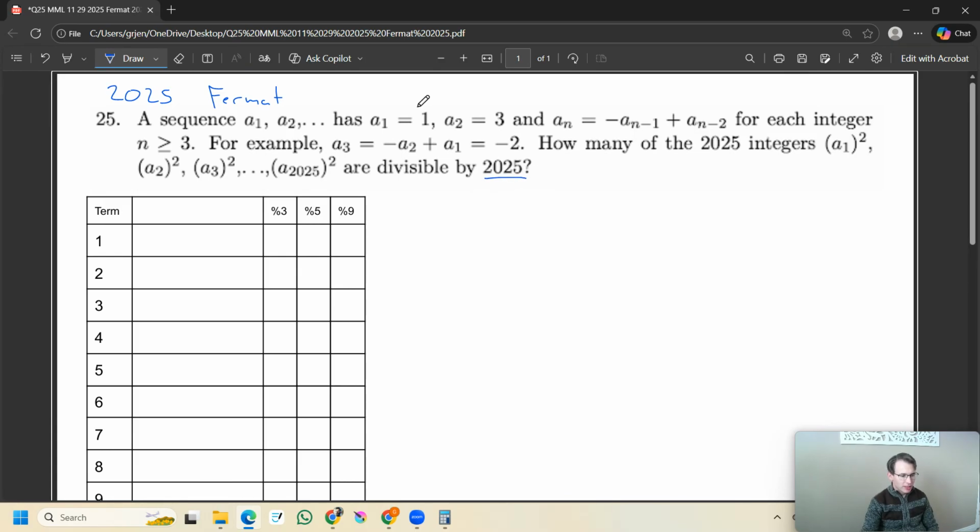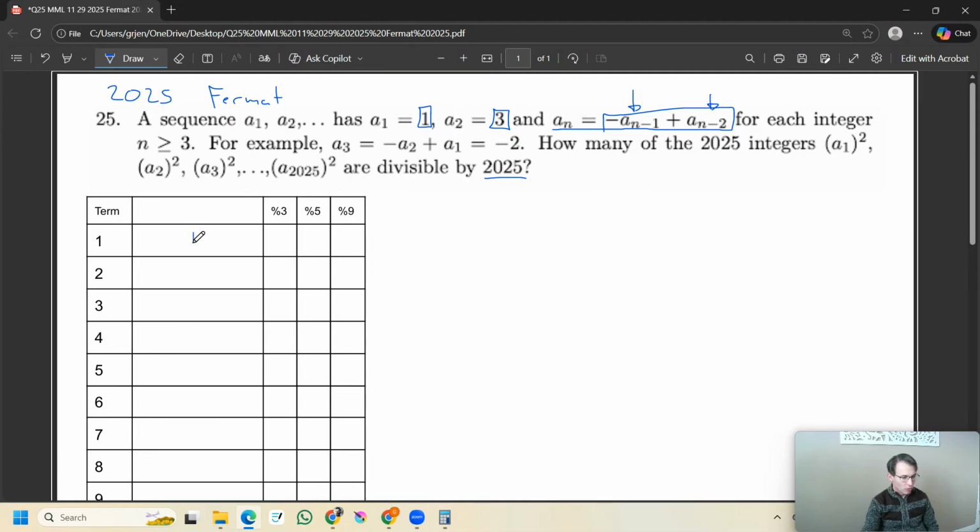We're first given this sequence where the first term is 1 and the next term is 3, and we create each following number in the sequence by taking the negative of the number that just came before. So it's better to think of that as just flipping the previous term's sign and adding it to the term that came before that one.